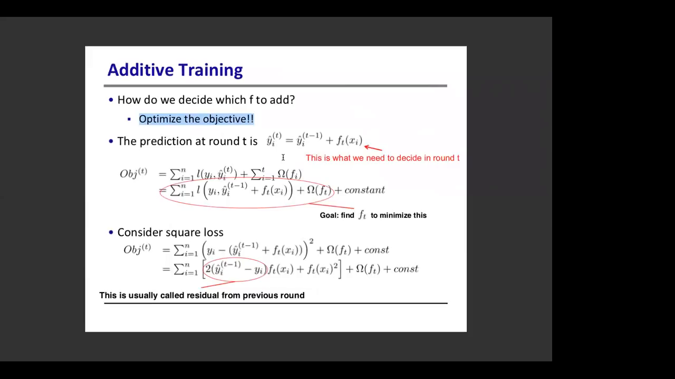So essentially, this is the sole game in case of XGBoost, that instead of tweaking the weights, we pick which tree to add. Like in gradient descent, in case of linear regression, what we did was we tweaked the weights. Here we are choosing which function to add, and that's basically optimizing the objective.